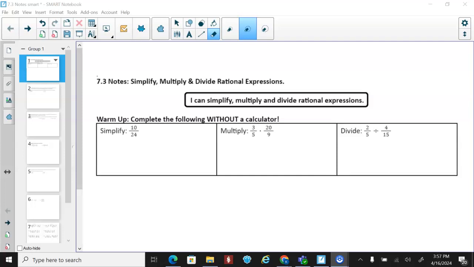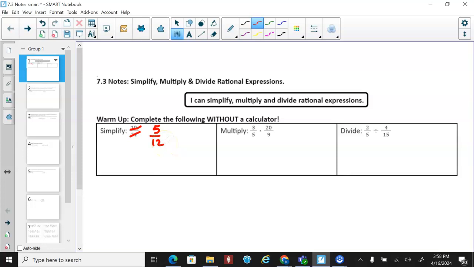All right, everyone. Today we're going over 7.3 notes with simplifying, multiplying, and dividing rational expressions. Today you're going to be able to do that. So a little warm-up question right here. How do we simplify 10 and 24? Well, we're going to find a number they're both divisible by, which in this case would be 2. So we divide 10 by 2, which is 5, and we divide 24 by 2, which is 12.